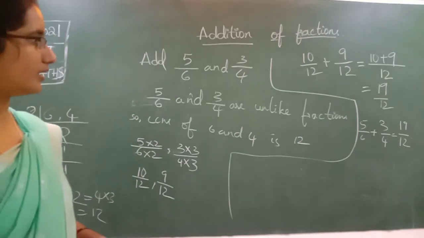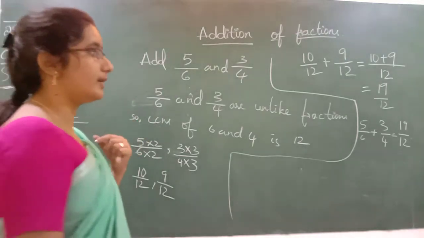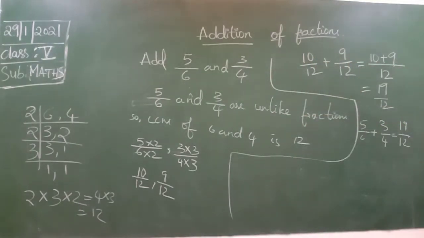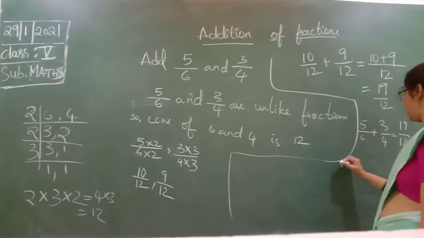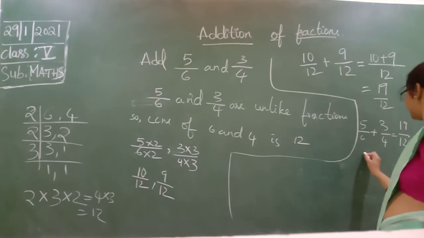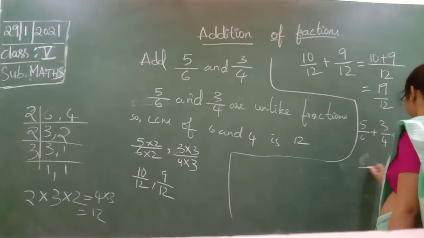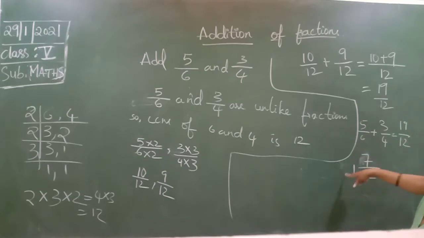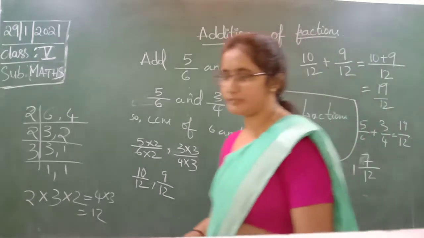And finally, we have to change that into an improper fraction. If you get an improper fraction, we have to change it into a mixed fraction. So 12 ones are 12. 12 plus 7 is 19. You know about the mixed fractions, right?